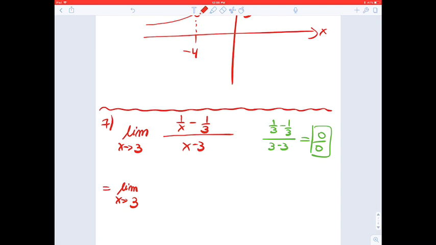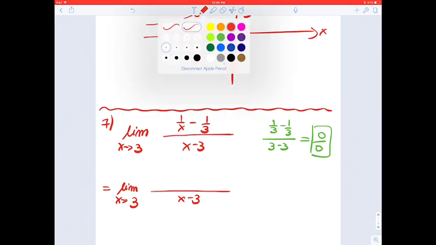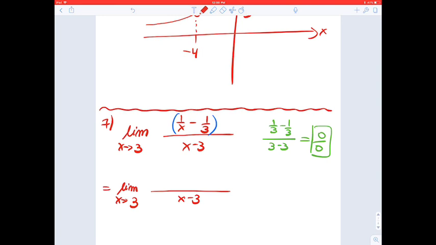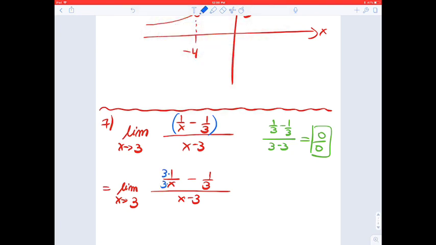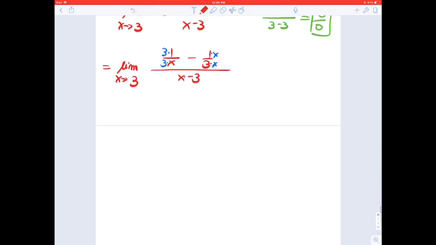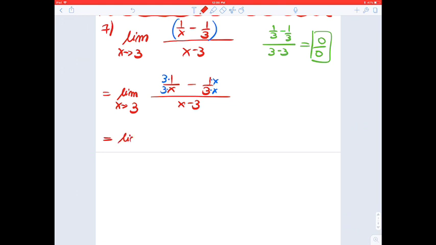Okay, first of all, what I can do, I have to find a common denominator on the top. That means I will take care of this. The common denominator is x times 3. That means, let me write this. I will multiply by 3 the first, and I will multiply by x the second fraction. Excellent. Limit as x approaches 3, I do have 3 minus x over 3x.